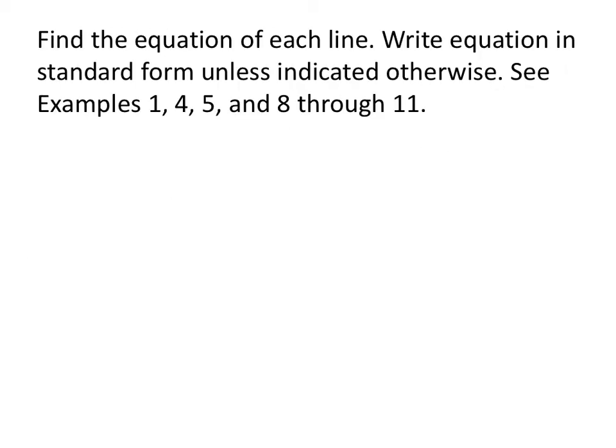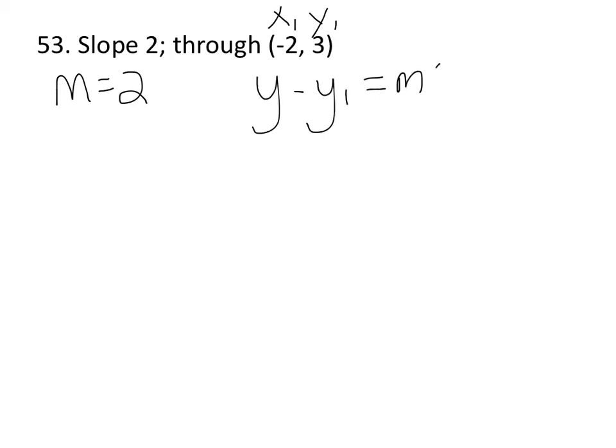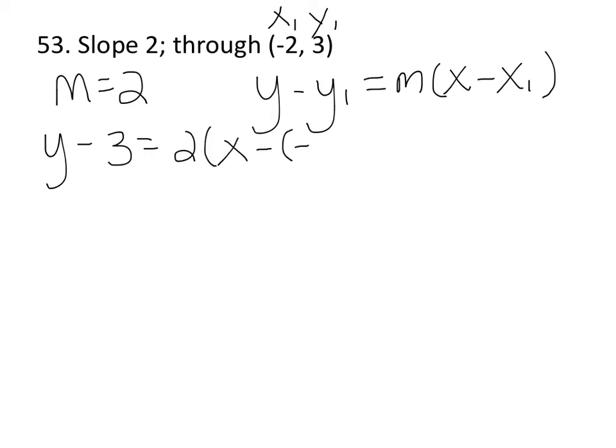Okay, find the equation of each line, write the equation in standard form, unless indicated otherwise. Okay, here we go. So they give us a slope of 2. So we're going to write m equals 2 through the point -2, 3. So we have x1, y1. Y minus y1 equals m times x minus x1. So y minus 3 equals 2 times x minus -2. And this is number 53.